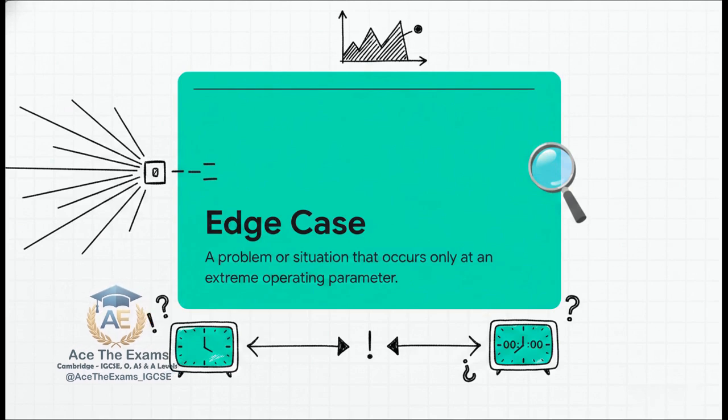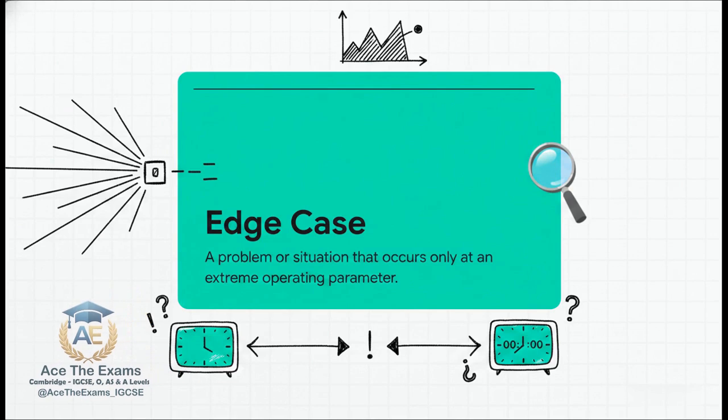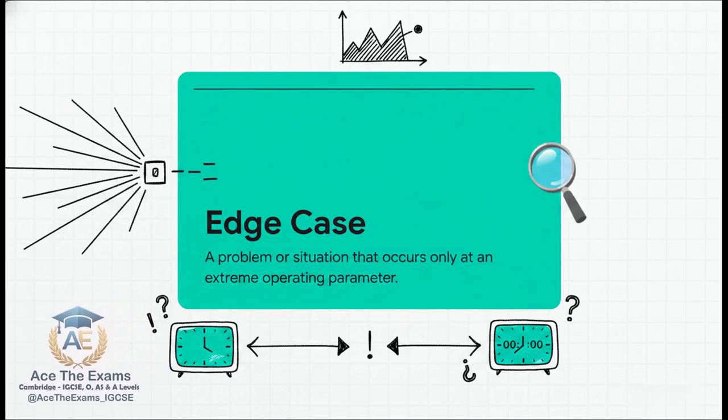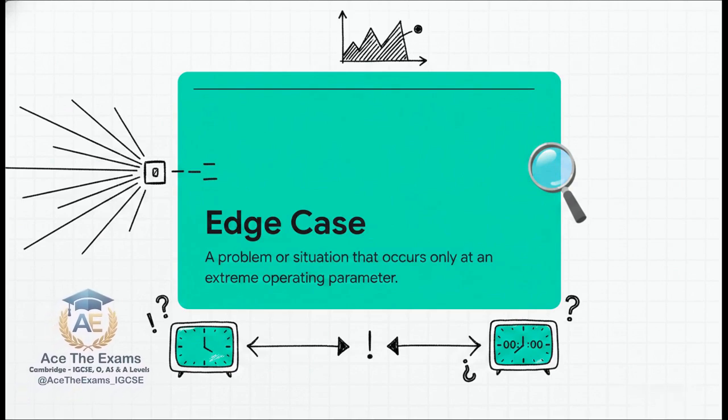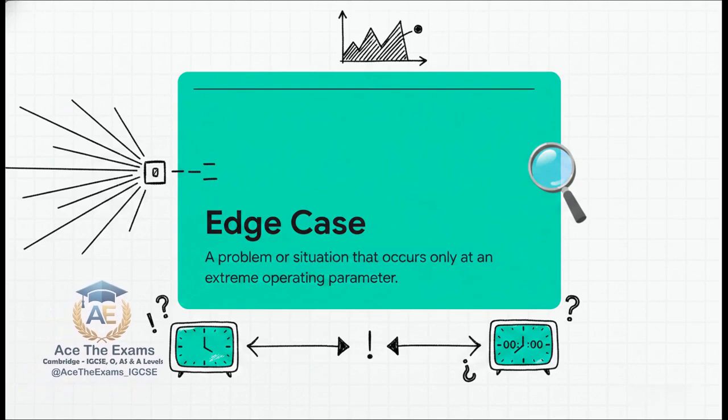You have to ask the hard questions. What happens when the buffer is exactly at maximum capacity? What happens when the input is 0 or some massive negative number? Missing these boundary conditions and completely failing to explain their effect on overall system performance is a guaranteed one-way ticket to losing those high-level critical evaluation marks.